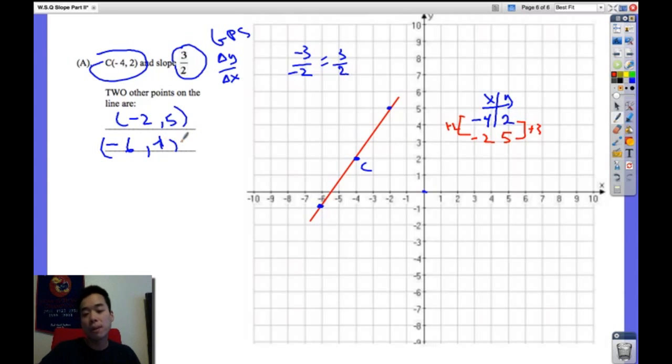So you can use the t-table or you can use the graph. Slope is cool like that. As long as you have slope, your GPS, you can move anywhere on the graph.